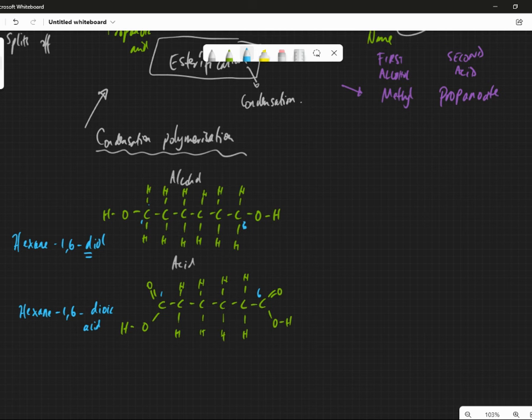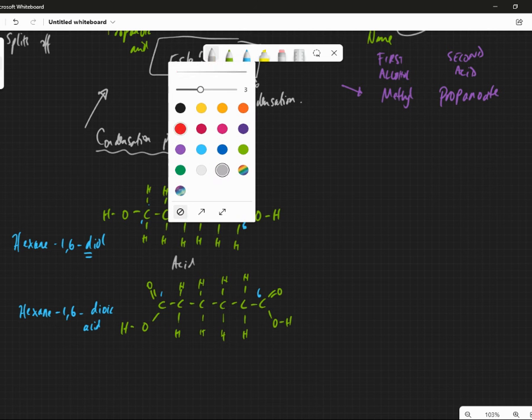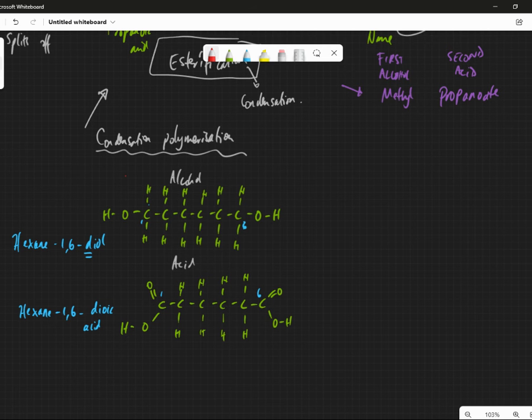Now, as you've seen me struggling horribly with writing all of these H's everywhere, an acceptable abbreviation for this is this. Okay, instead of drawing this hexane-1,6-diol, I can put all of this stuff in a box. All of this stuff is here, but I can rewrite this as this.